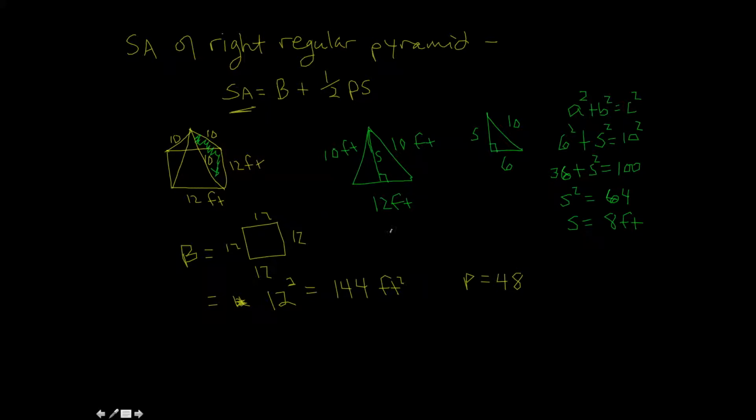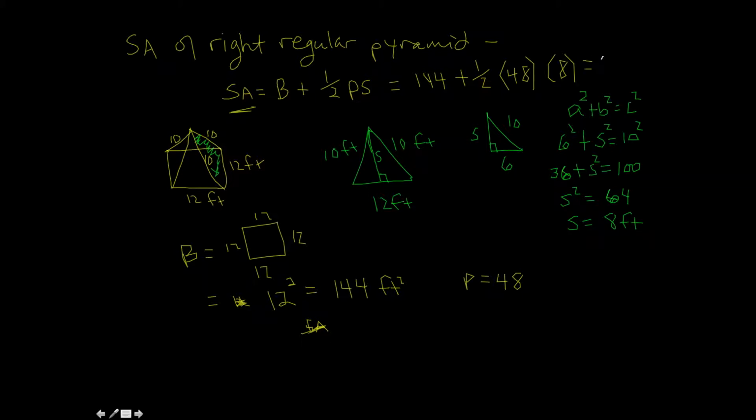So what we have here is now we can go ahead and find the surface area. Okay, so surface area equals. Well, let me go back up here. This pen is a little tricky when you start writing at the bottom of the screen. Surface area equals, okay, 144 plus 1/2 times 48 times the slant height of 8.